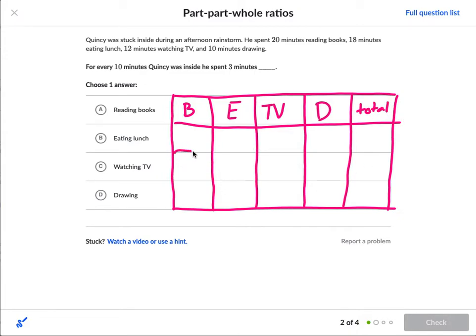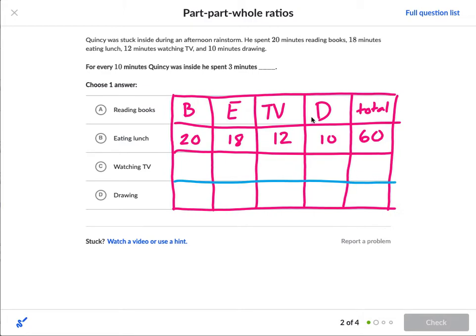And so our ratio for all of this is going to be 20 minutes for reading books, 18 minutes for eating lunch, 12 minutes for watching TV, and 10 minutes for drawing. This gives me a total, let's see, 20 plus 18 is 38, plus 12 is 50, plus 10 is 60 total minutes. For every 10 minutes Quincy was inside, he spent 3 minutes doing what? Let's see. So I almost need to work backwards.